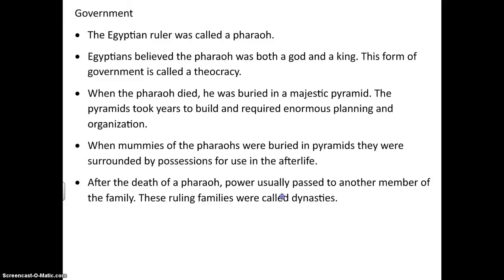After the death of the pharaoh, power usually passed to another member of the family, often a son, but sometimes a brother, and on rare occasions, a sister or daughter. These ruling families are called dynasties because power passes from family member to family member.